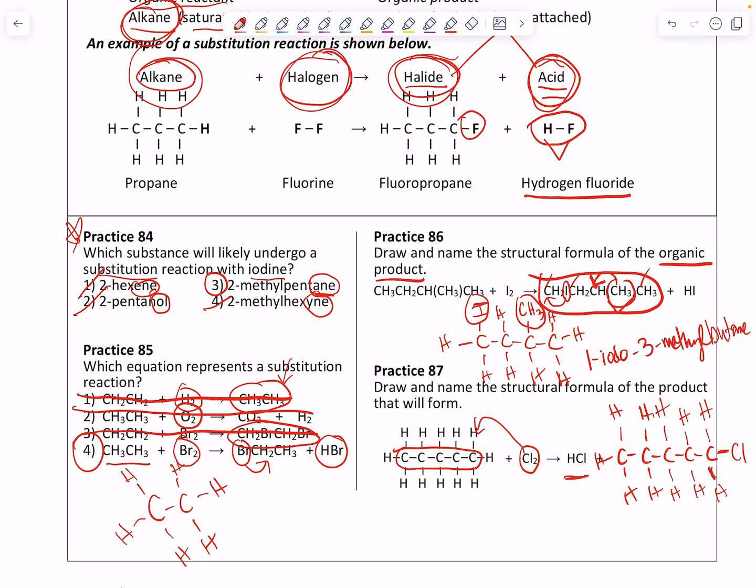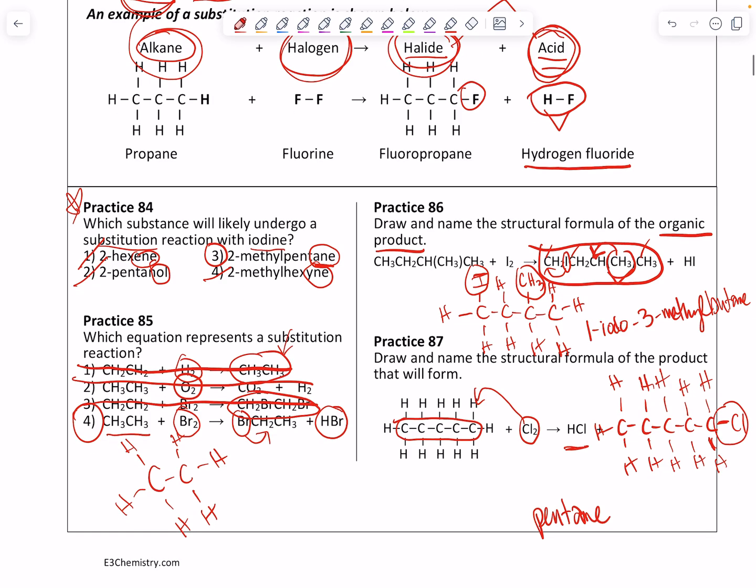So then, as far as the name, we see 5 carbons in the chain, so that's going to be pentane. There's no branches, but then we do have the chlorine coming off, so it's going to be 1-chloropentane.